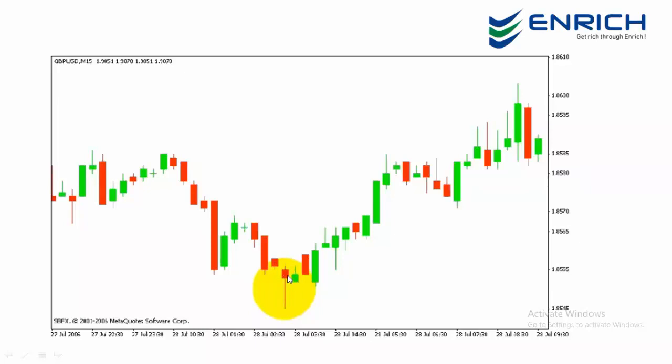And what does this show? What does the hammer show? It shows rejection of lower prices. The sellers pushed it down all the way, okay? But the buyers, or the bulls, came right back and closed it. Where did they close it? They closed it over here, okay? So the trend is going to change over here. You can see there is a reversal pattern here, right?